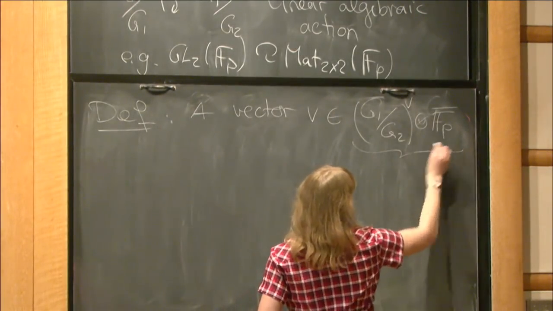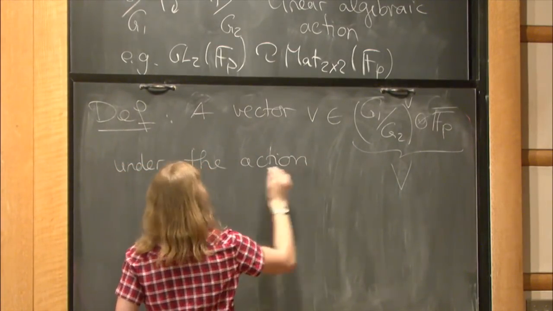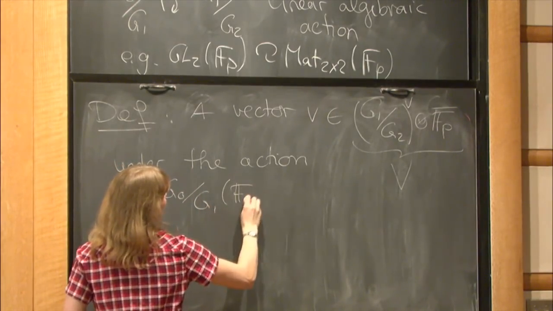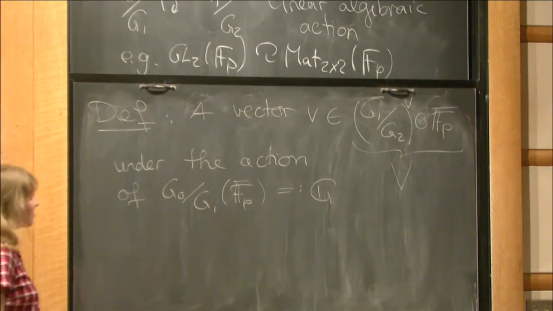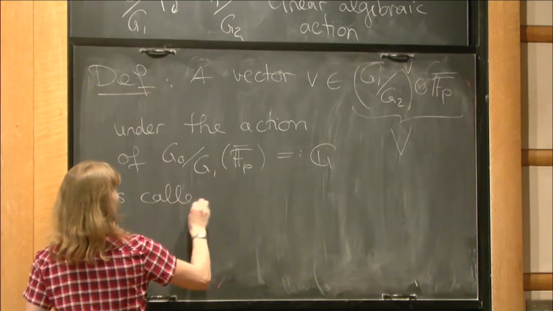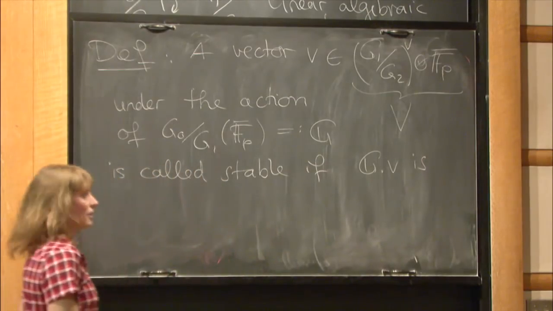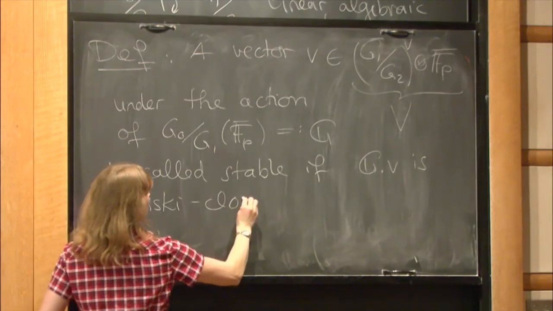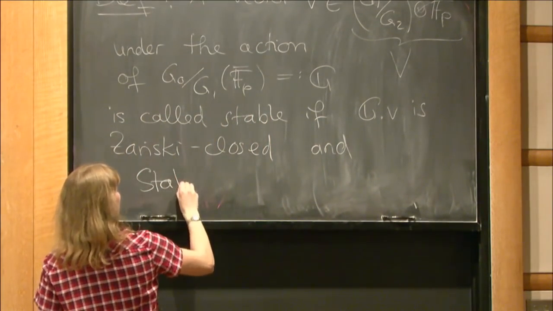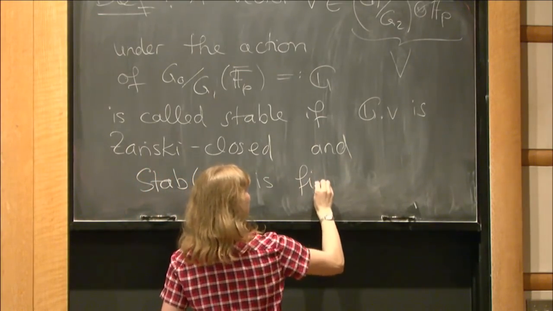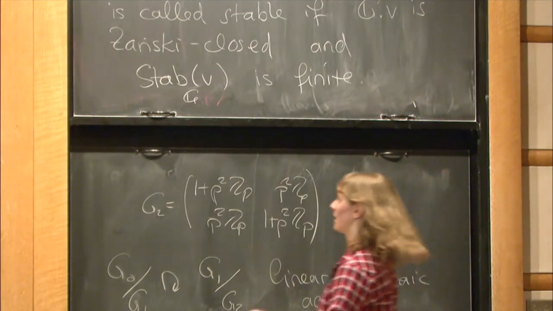So a vector inside this, let's call it just V to make my life easier, this vector space under the action of this G0 mod G1. And again, I want to go to the algebraic closure, and let's call this blackboard G. And this definition works in much more generality. This vector is called stable if two conditions are satisfied. The orbit should be Zariski closed. I'm going to show you an example in a second so that you see how these things might look if this sounds abstract. And you want the stabilizer of the vector to be finite. Stabilizer in the group. So that comes from geometric invariant theory, this notion.